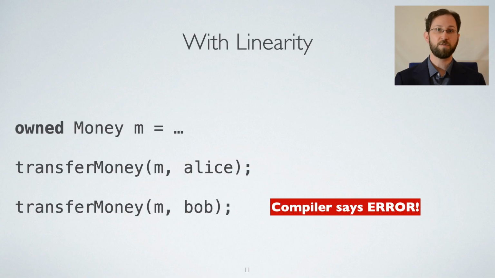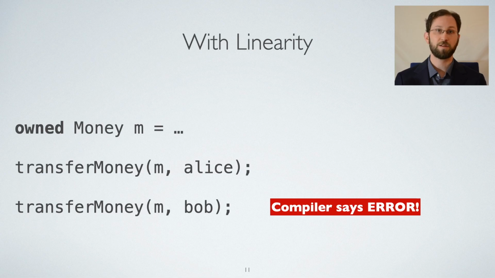However, with linearity, we can capture a notion of ownership in the type system. So here, m is initially owned, and when we transfer m to Alice, the type of m actually changes from owned money to unowned money. And then the second invocation of transfer money will fail to type check because m is not an appropriate type for transfer money because m is unowned at this point, whereas transfer money requires an owned argument.